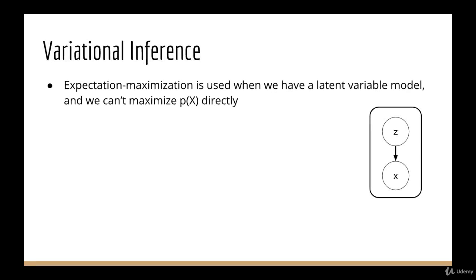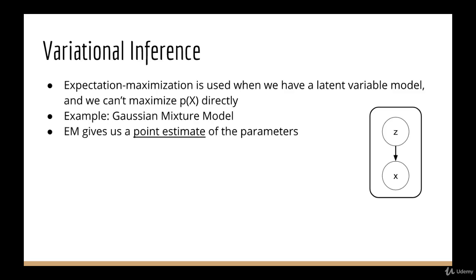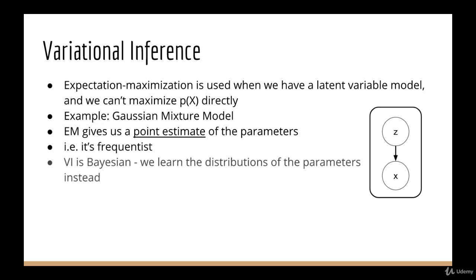As you may recall, the expectation maximization algorithm is used when we have a latent variable model and we can't maximize p of x directly. An example of this is the Gaussian mixture model, which we've seen already. The expectation maximization algorithm gives us a point estimate of the parameters. In other words, it can be seen as a frequentist statistical method. What variational inference does is it extends this idea to the Bayesian realm, where instead of learning point estimates of the parameters, we learn their distributions instead.